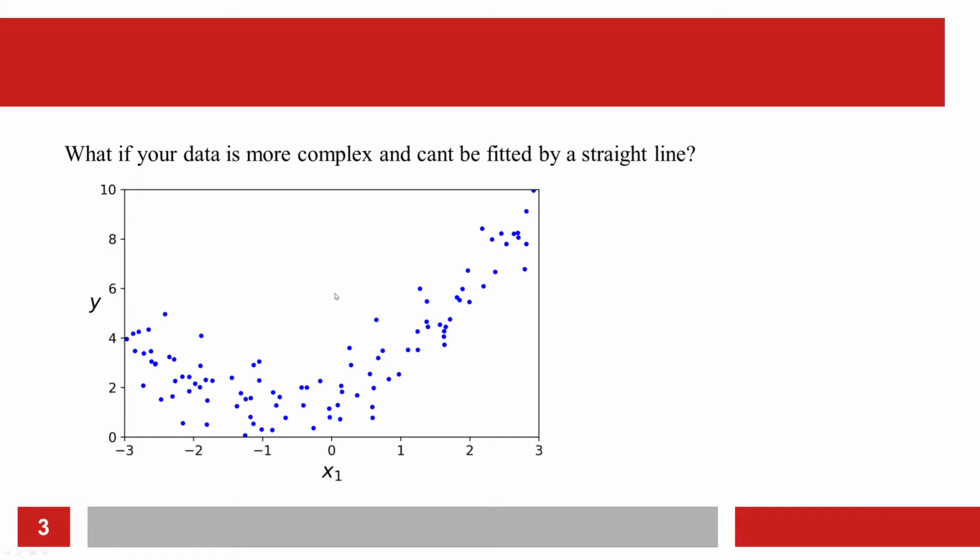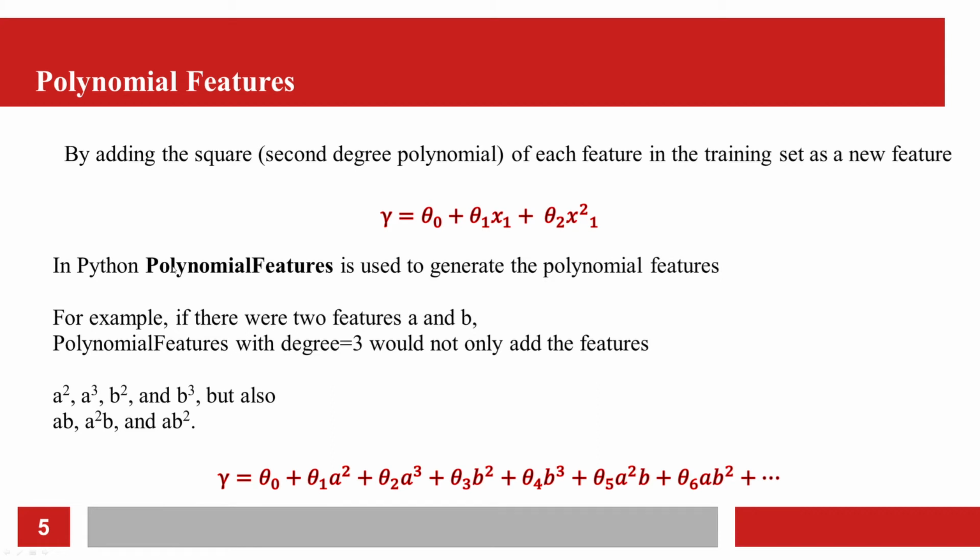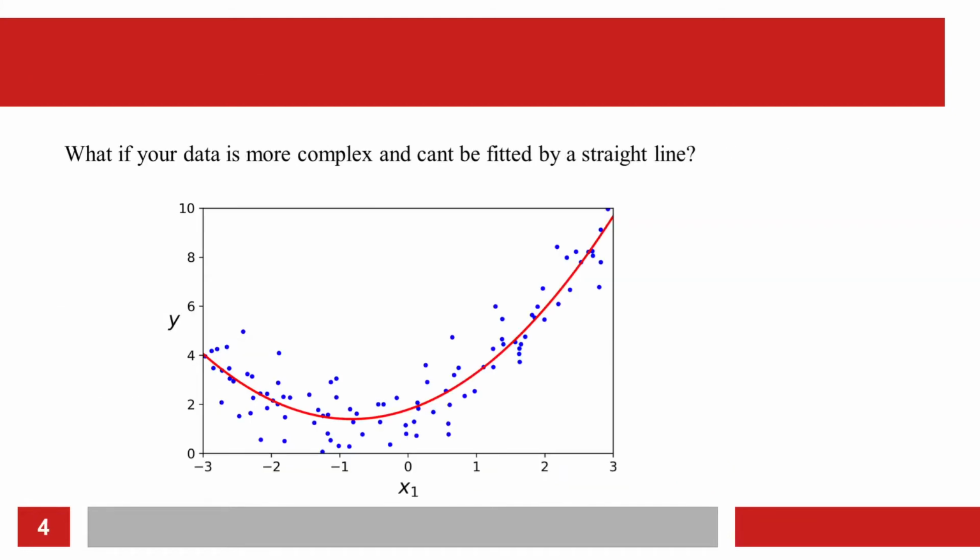So polynomial regression comes in to solve this problem. Polynomial means I will fit your data with a line of some polynomial degree. As you can see here, this is not a straight line, it's a curve. So if your model is not working well, or the accuracy is low or the error is high, you should think about adding polynomial features.